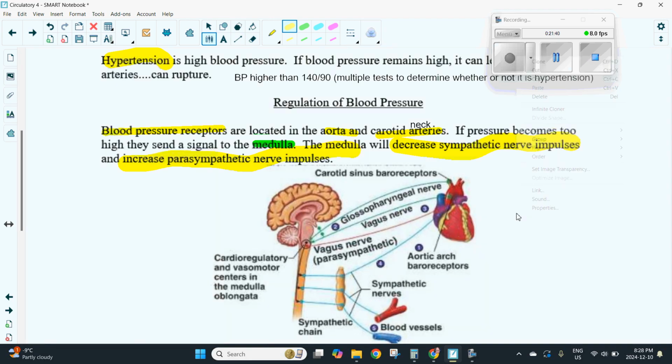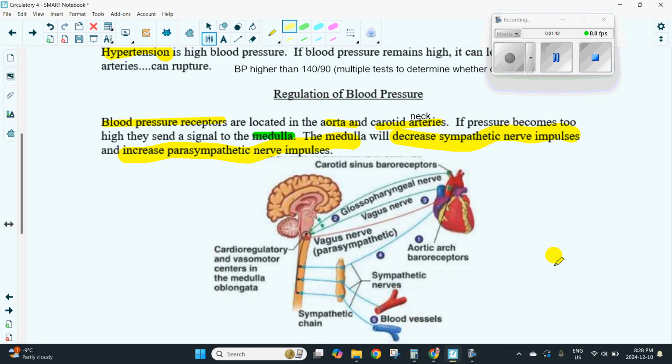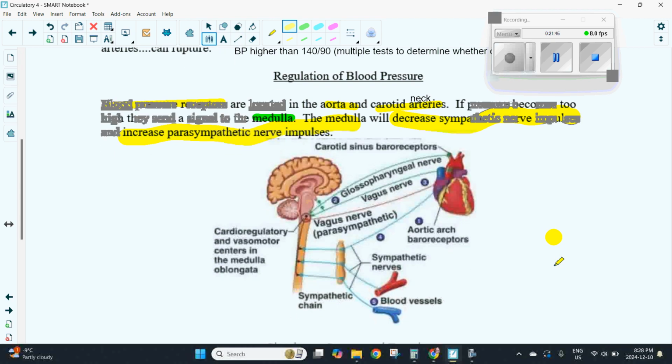I'm sorry, my highlighting's so bad. But sympathetic is when your heart rate is higher, and typically when you have a heart rate higher, remember sympathetic response is when you're in that fight or flight response. So when you're in a fight or flight response, your heart rate and your breathing rate are higher, which means your blood pressure is also going to be higher because there's going to be more blood in the arteries for a longer period of time. So if you decrease those sympathetic nerve responses, that means that you're trying to bring your heart rate down and your breathing rate down, which will then also decrease your blood pressure.